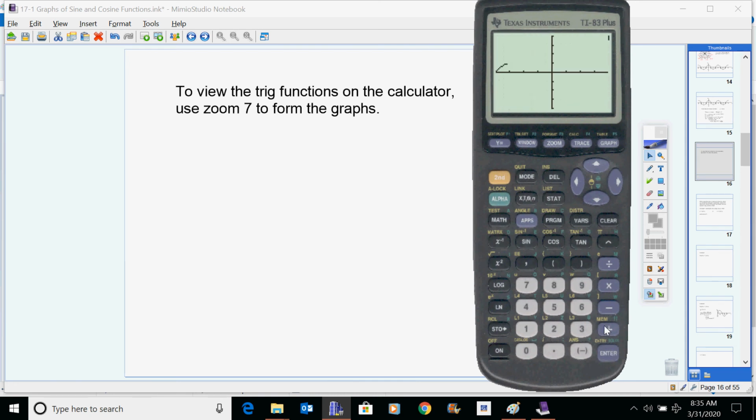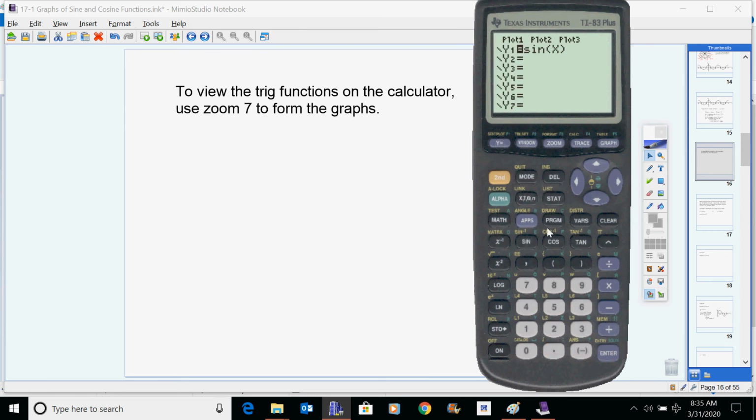And the way that they'll work that out, this is 0, this is pi, this is 2 pi. One complete cycle, and they actually go a second complete cycle into the negative zone.